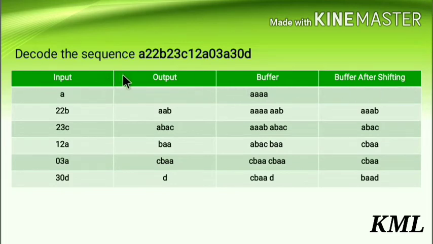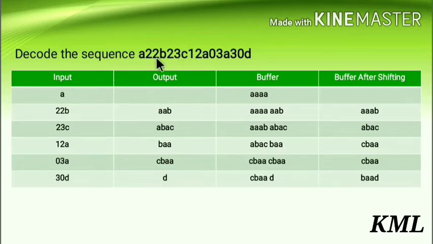First, take this input letter A here, and how do I get these values? You know that the output of the encoding process is a triplet, right? This is position, length and the mismatching character. So you have to separate these letters in groups of 3, except the first letter. So you get 22B here, then 23C and so on.